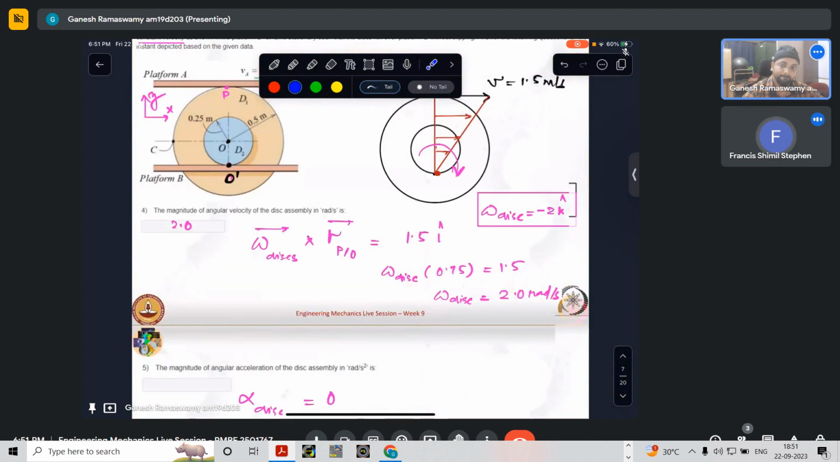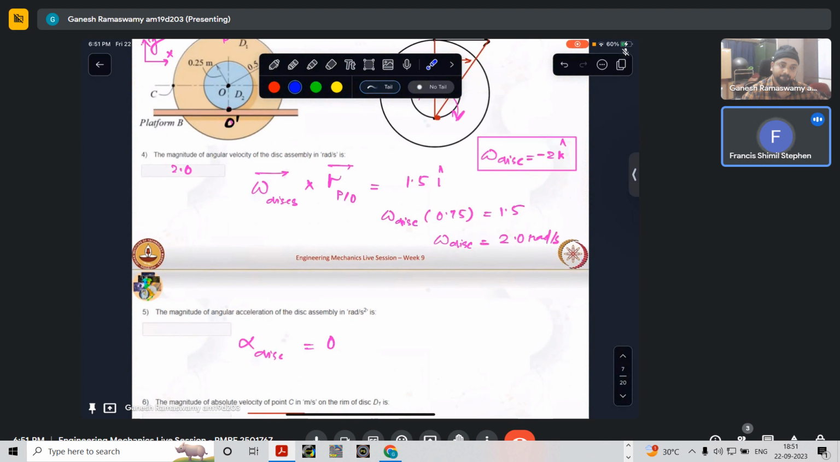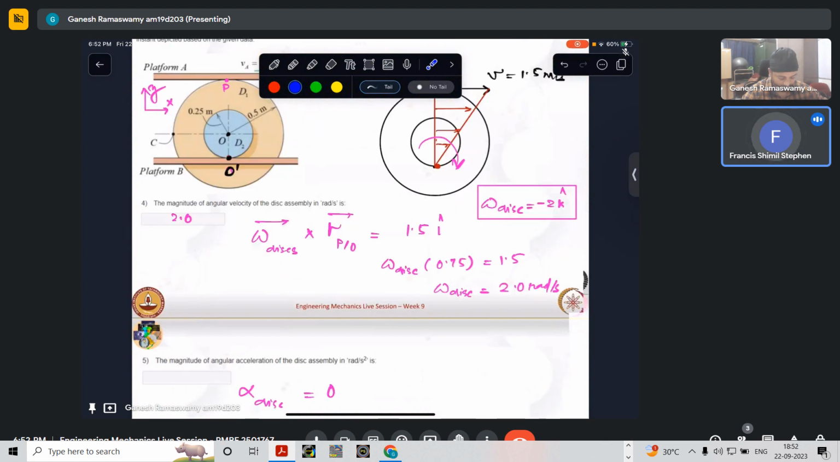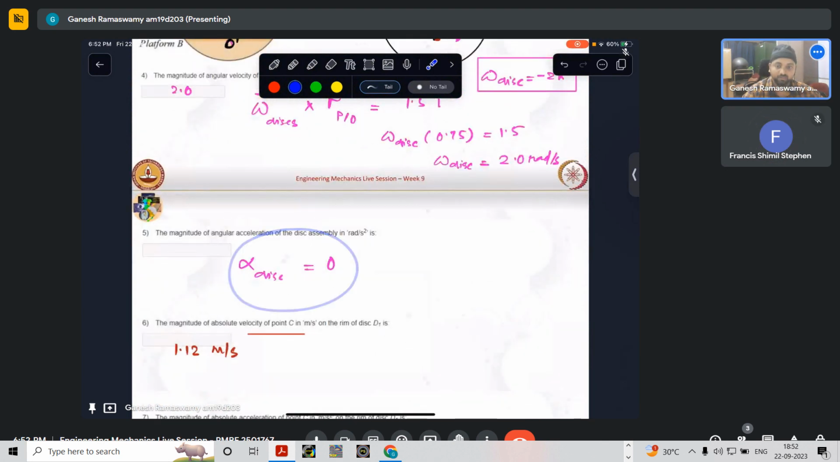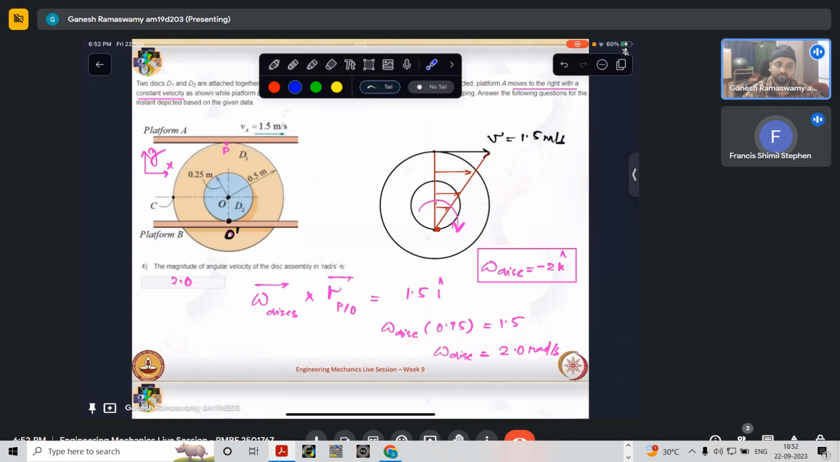No, because alpha is 0. Because alpha of that disk assembly is 0, that is why. Absolute velocity is objective. It is not with respect to something. It is with respect to any inertial frame of reference. See, we have calculated the absolute velocity, right? No matter where I look at this from, if I'm in an inertial frame, this is the velocity I will see.